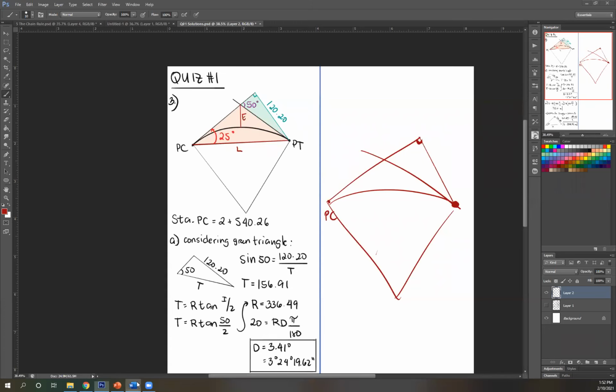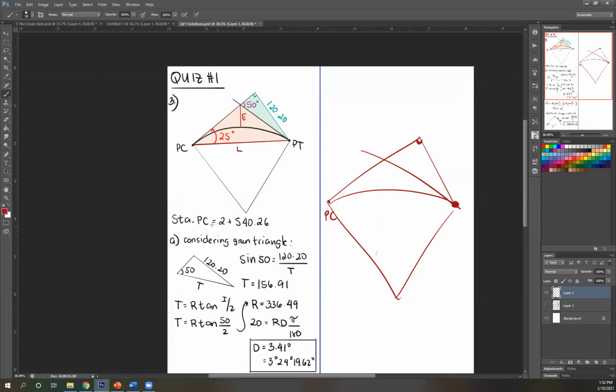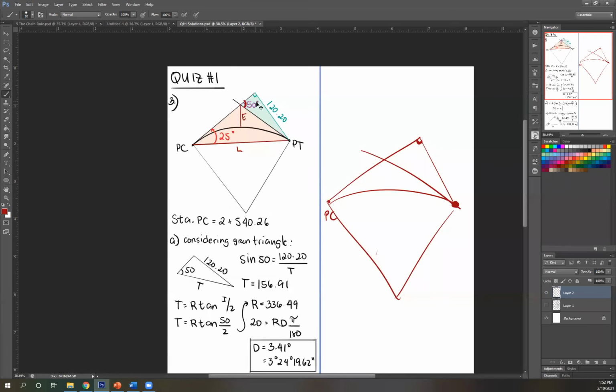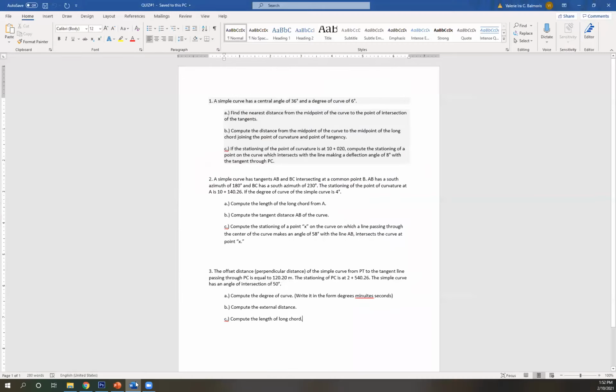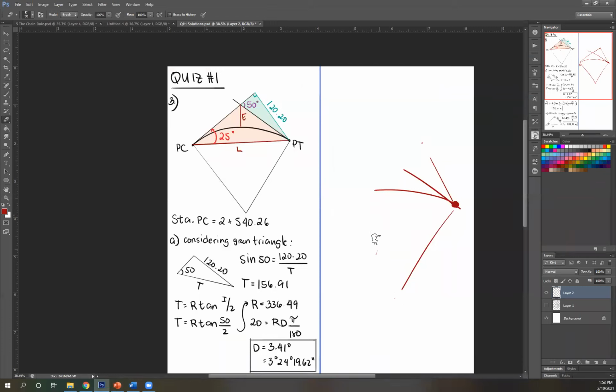Next, the stationing of PC is given. And given the simple curve angle of intersection, 50. So this is your 50. So we're looking for degree of curve. How do we get the degree of curve? We can't use 20 equals RD yet because I don't know R. Instead, we need to compute for R first.